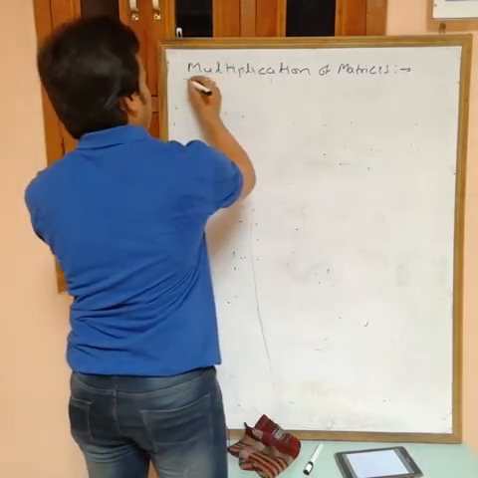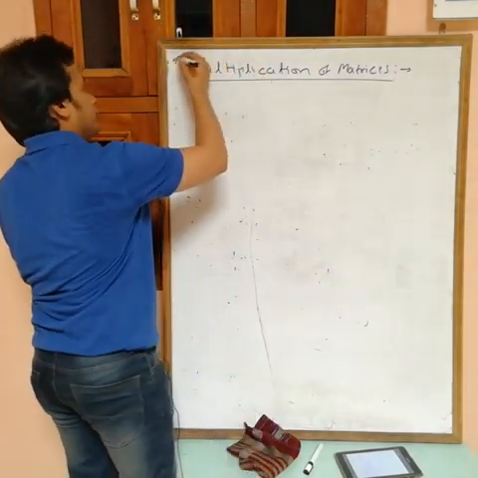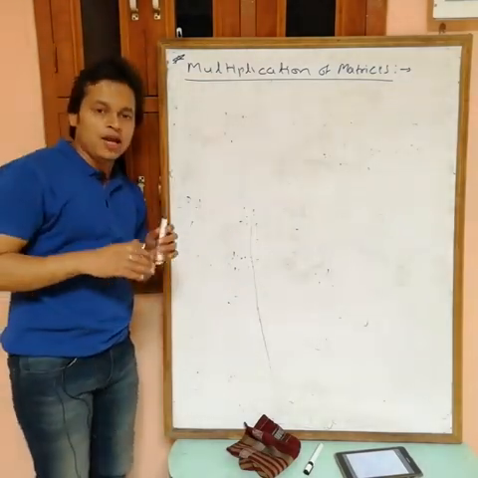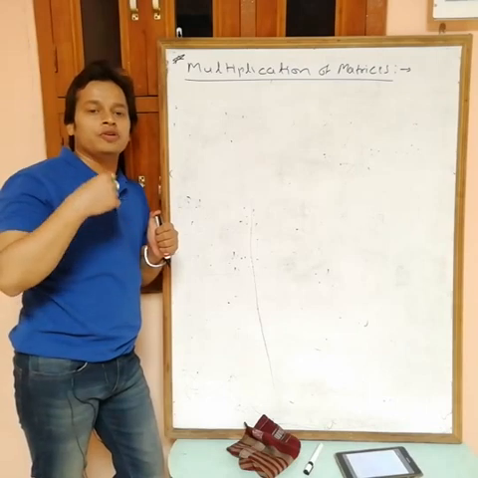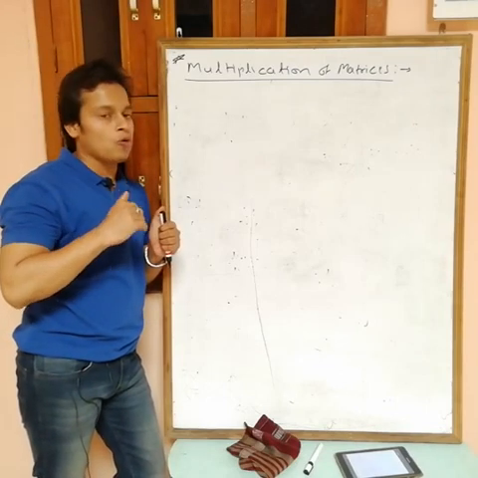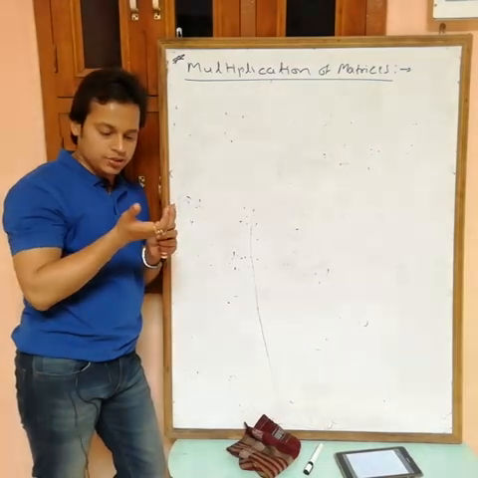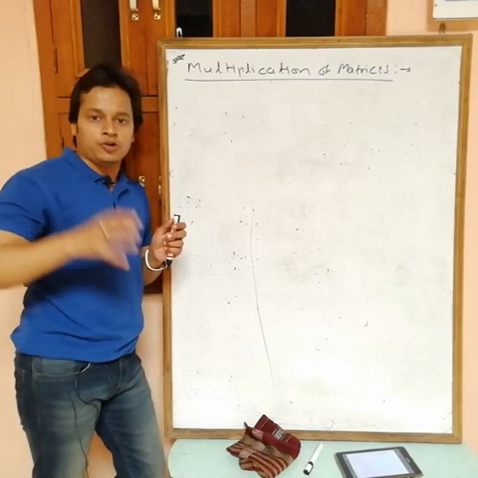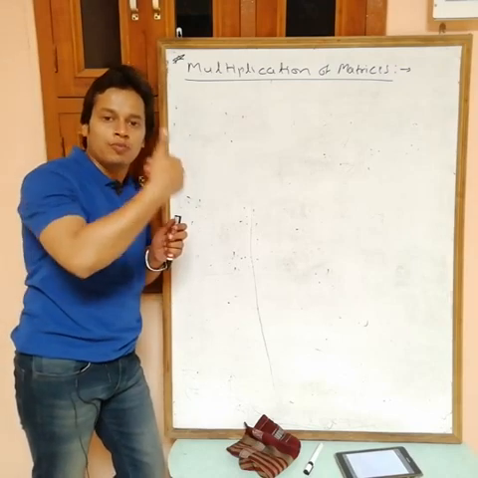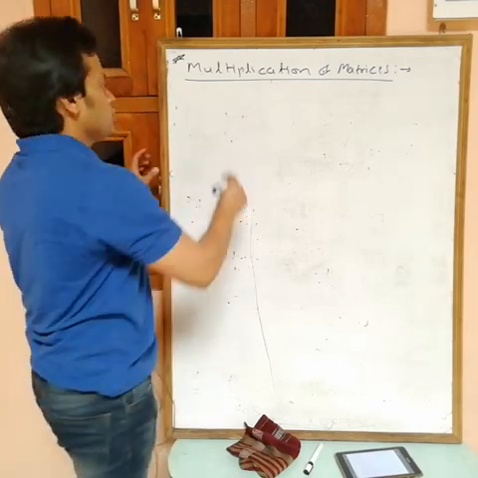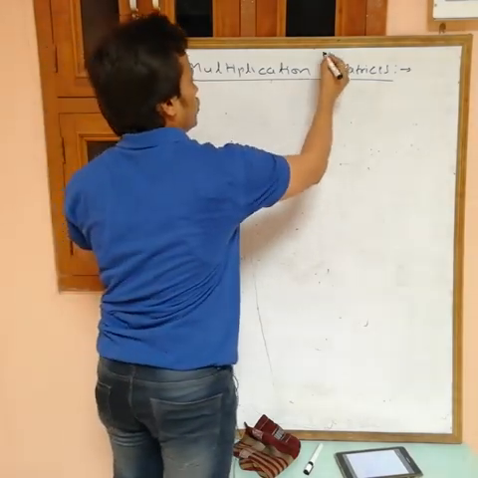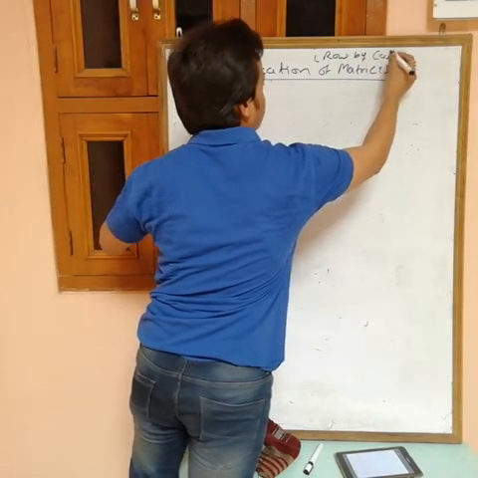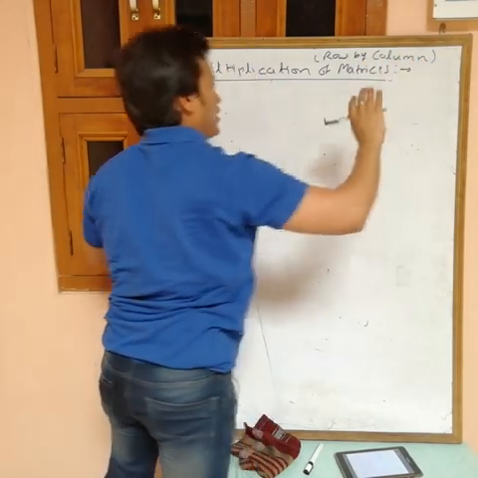Now actually this one is important. Multiplication of matrices. To multiply any two matrices, we will use a rule which is known as row by column. In this one, we will use the rule row by column. It means we will multiply a row of the first matrix with a column of the second matrix. At this time just remember.